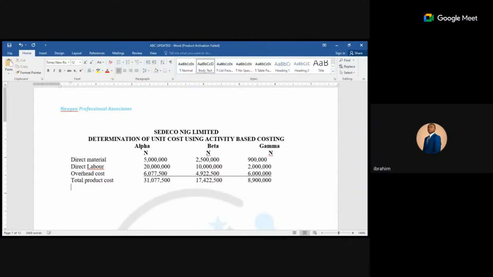So can you see that this is the total product costs? But the question says unit costs. Unit means cost per one. What are we going to divide it with, class? What are we going to divide the cost with for us to get the units? The total production. Thank you.